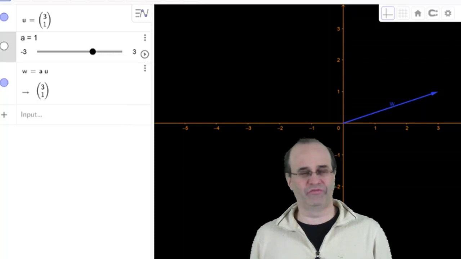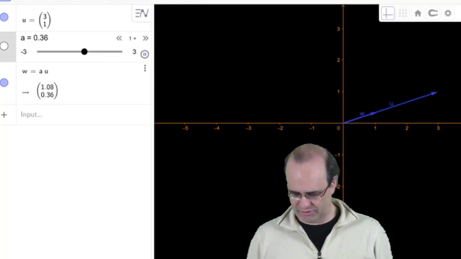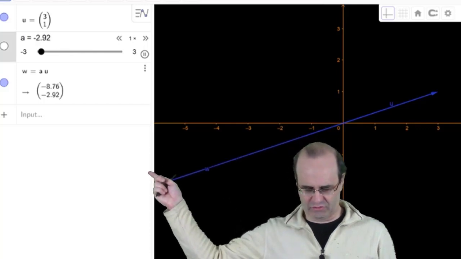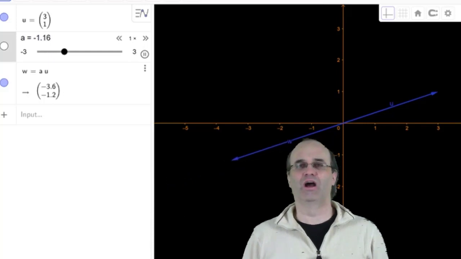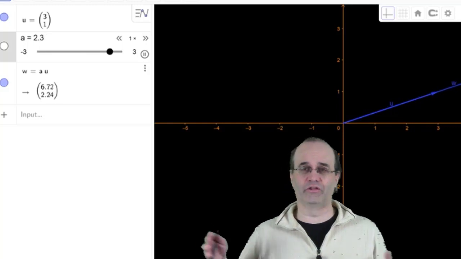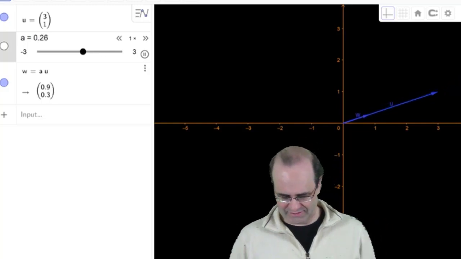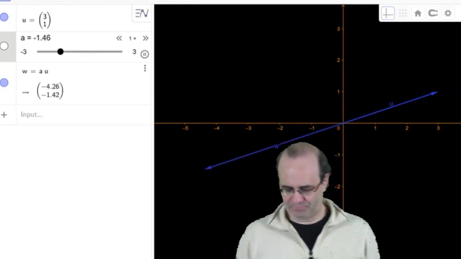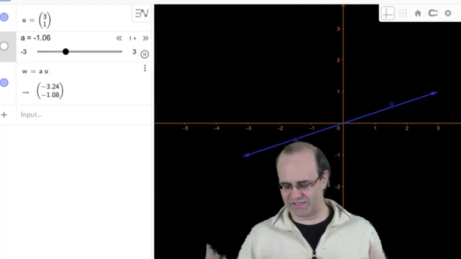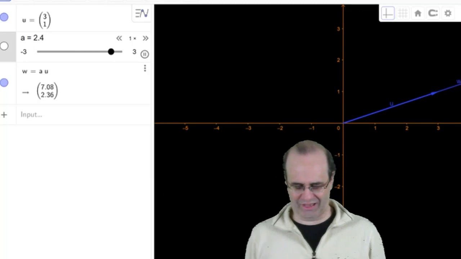So a has value 1 for the moment, so w is equal to u. But if a changes values, now it's almost -3, then we'll go back up to 3. You can see that all these scalar multiples of u are indeed on the line going through the origin and parallel to u. So this you know already. This is the simplest case. The span of u is just a line, and here you see some of the vectors on that line.